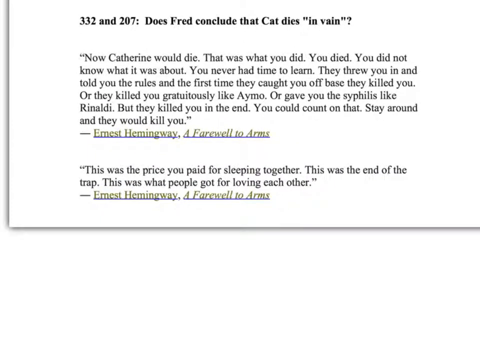Now Catherine would die. That's what you did. You died. You did not know what it was about. You never had time to learn. They threw you into life and told you the rules, and the first time you got off base, they killed you, or they killed you gratuitously like Rinaldi, or gave you the syphilis like Rinaldi, but they killed you in the end. You could count on that. Stay around and they would kill you.